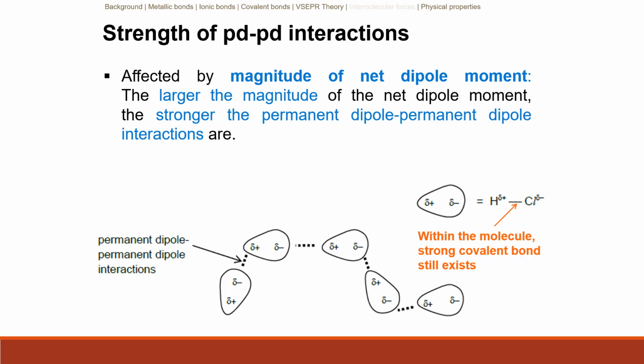There is only one factor that affects the strength of PD-PD interactions, which is the magnitude of net dipole moment. During the March holidays, we learned what is net dipole moment through the SLS lesson package. So if the net dipole moment of the molecule is larger in magnitude, then naturally the molecule is more polar, with a more pronounced delta plus and delta minus on the ends of the molecule. This results in stronger PD-PD interactions.